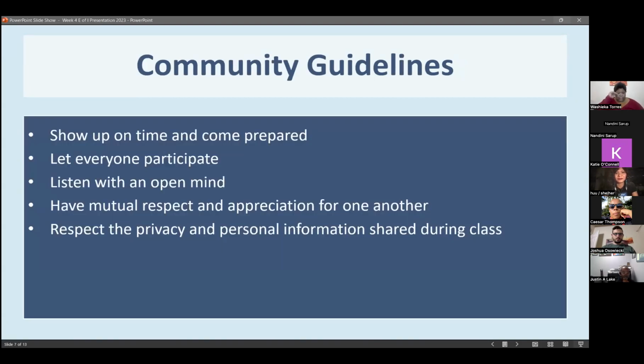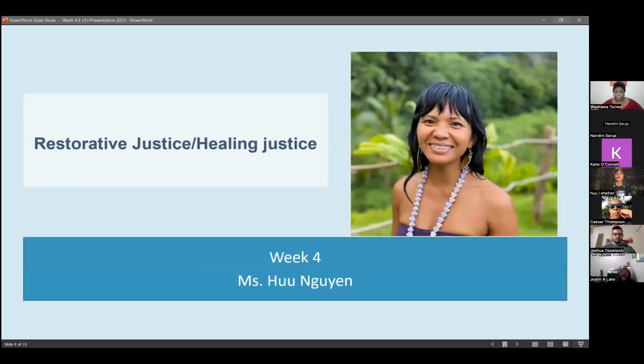So here are the community guidelines. Please show up on time and be prepared. Let everyone participate. Please listen with an open mind. Have mutual respect and appreciation for one another. And I say this every time, and I really mean it. Please respect the privacy and personal information shared during class. What is generated here, people will be sharing personal things and things that are very close to them. So please respect that. So this week's talk is on restorative justice and healing justice, and we have Miss Nguyen.